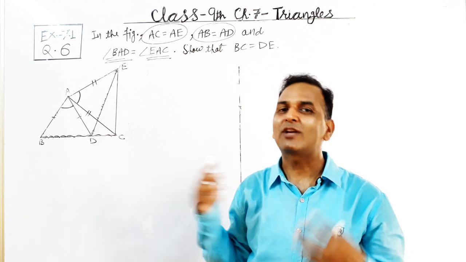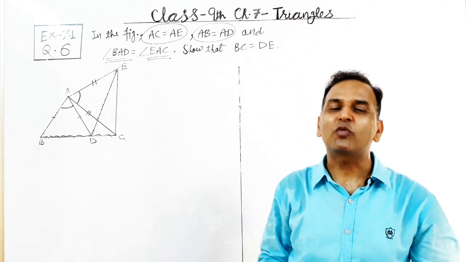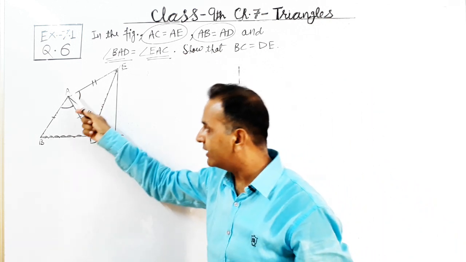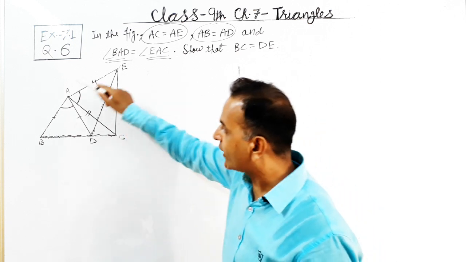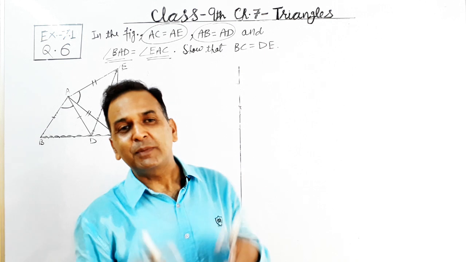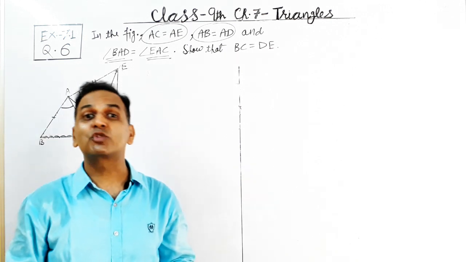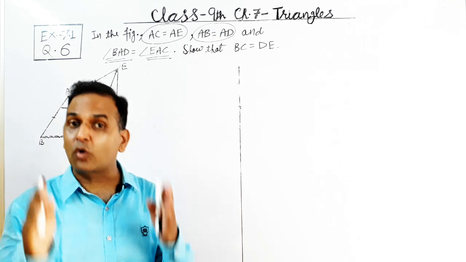In the figure, we can observe what BC and DE actually are. BC is the side of triangle ABC, and DE is the side of triangle ADE. What does it mean? It means if we want to get these two sides equal to each other, we have to show that triangle ABC and triangle ADE are congruent.